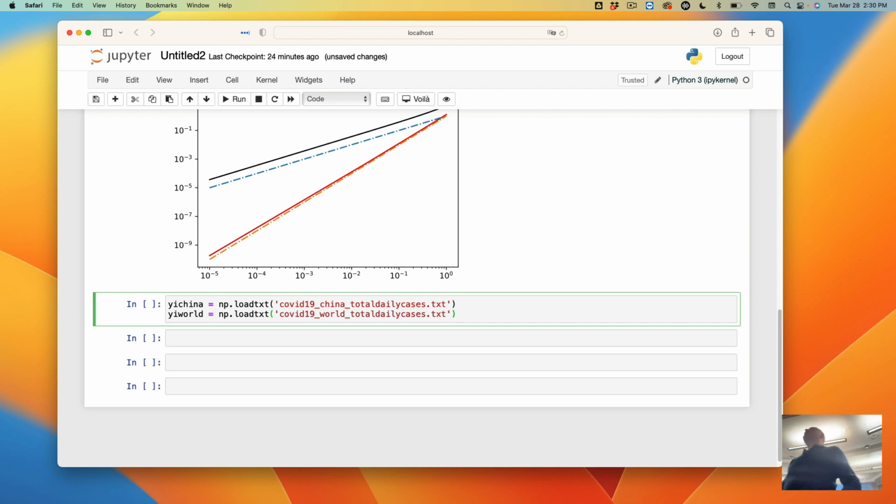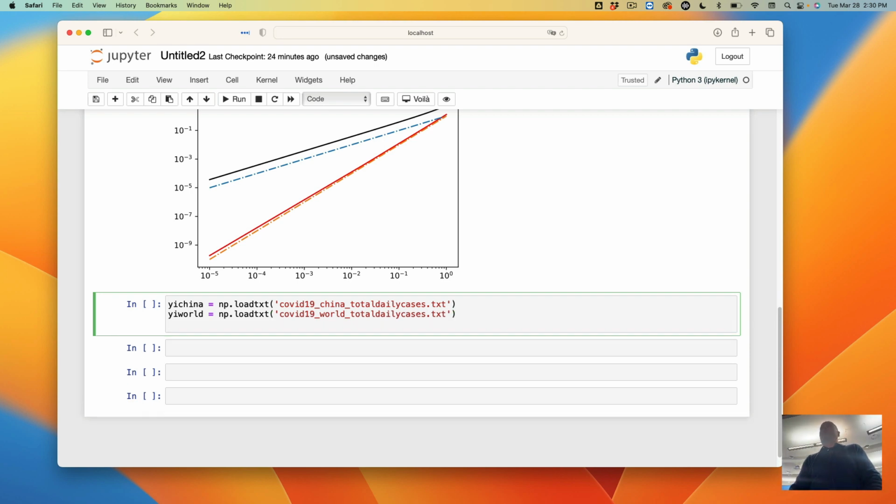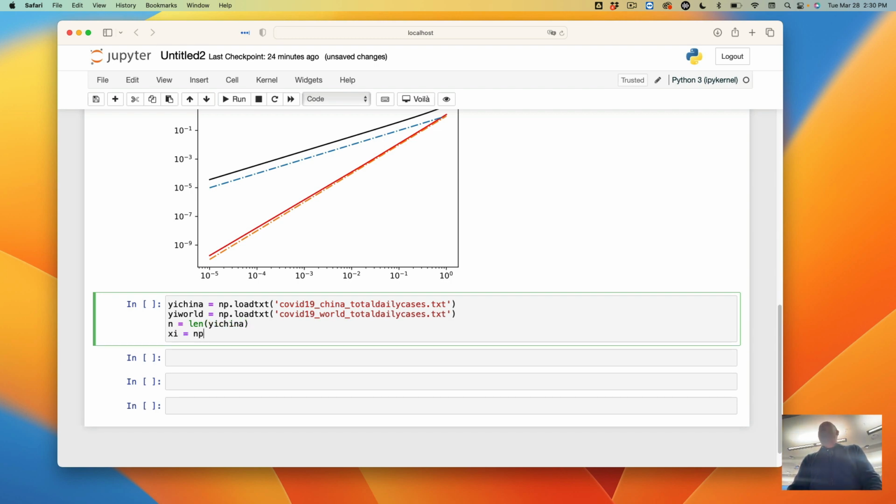Okay. So now I don't have X data for those points, but I don't need X data because these are daily cases. So I'll just start counting from day 0, okay? All we need for the x data is to generate a linspace, or just a range from 0 to the number of data points. So n is, let's say, len of yi China, and then the xi data is numpy.arange from 0 to n, because I want to plot those data.